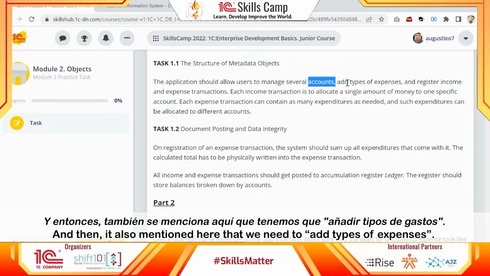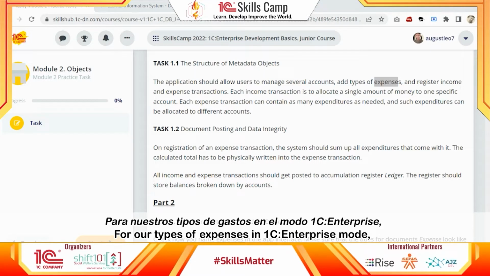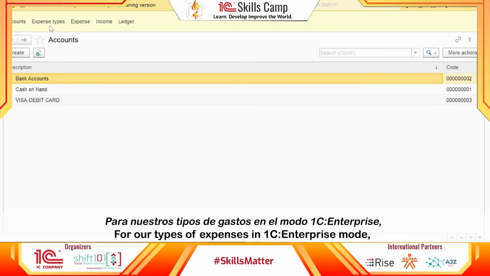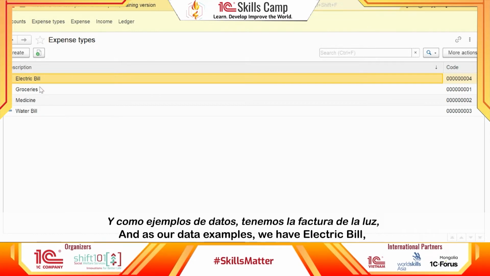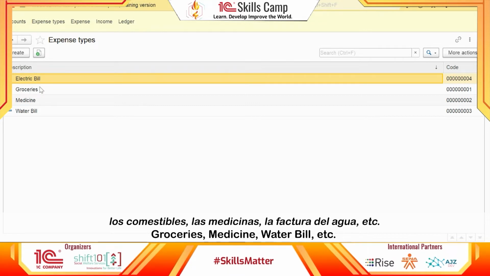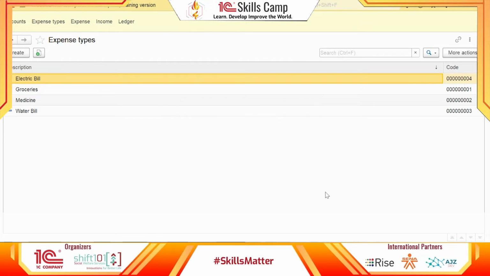And then it also mentioned here that we need to add types of expenses. So for our types of expenses in 1C enterprise mode, we have here expense types. As our data examples, we have electric bill, groceries, medicine, water bill, etc. For our creation of expense types, of course we have the code and the description.